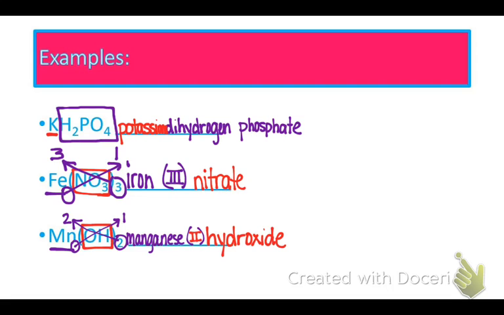So that's basically polyatomics. It's just like type 1s and 2s, except you're adding in a polyatomic ion.